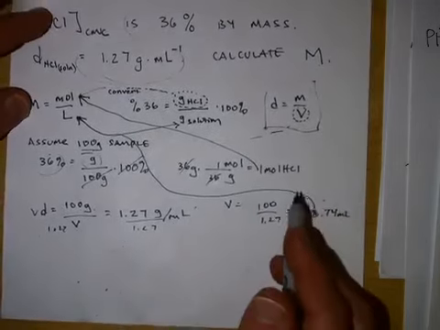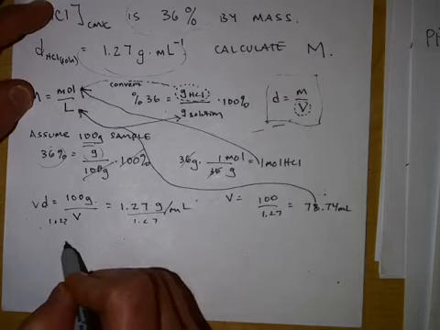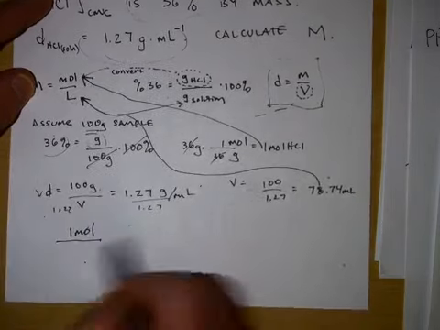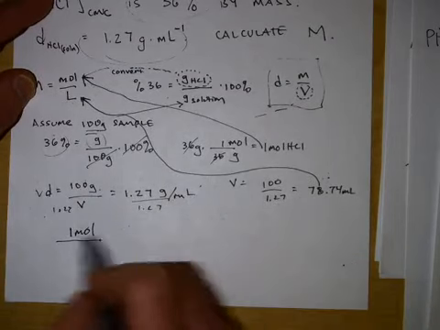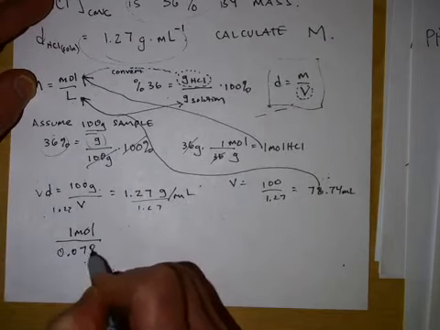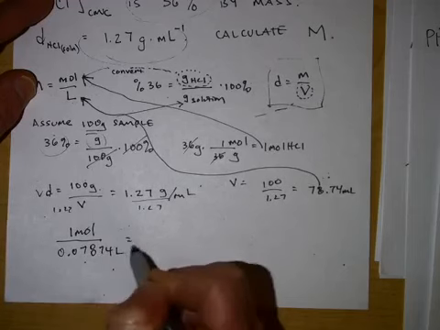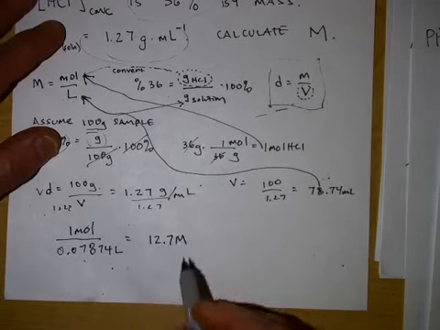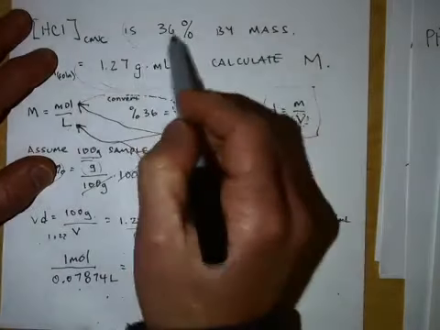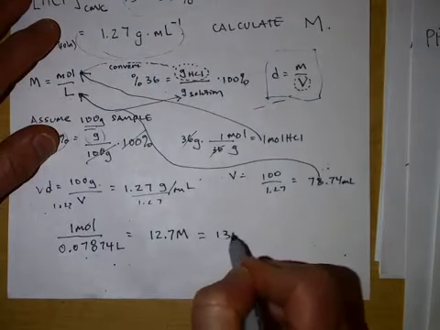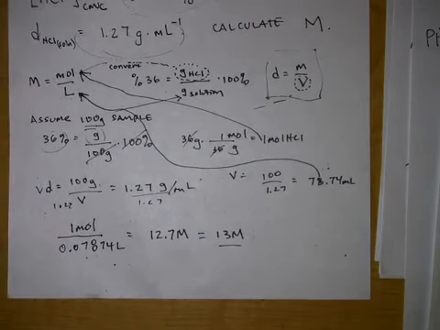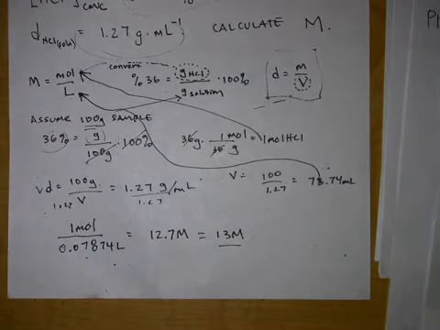So punching those two buttons now, my moles are 1 mole, and I'll need to divide that by my liters, which is 0.07874 liters. Dividing those guys turns out to be about 12.7 molar. If I go to 2 sig figs, which I only have 2 sig figs right here, it would be 13 molar as my concentration. These steps are one problem on the test.